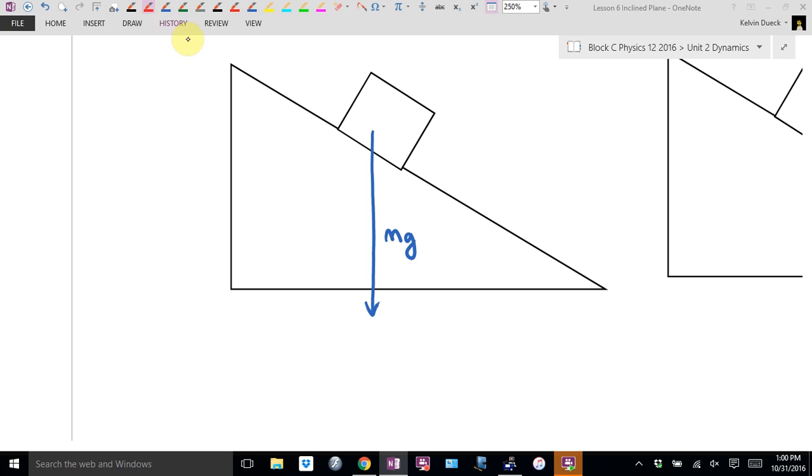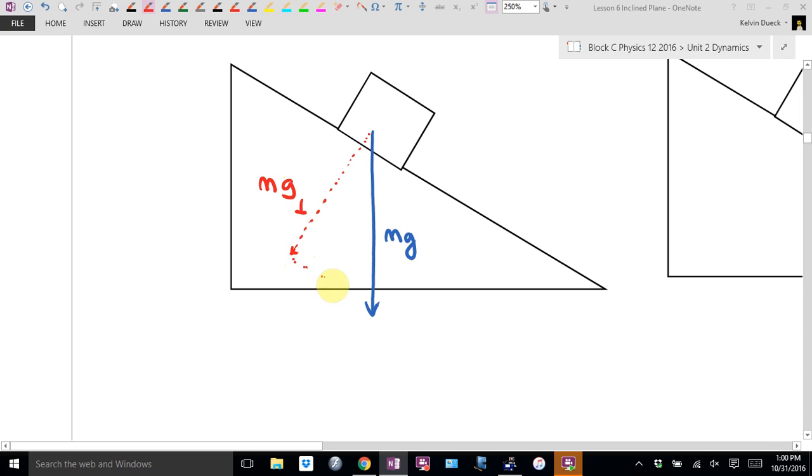But I'm going to break it up into a perpendicular component, mg perpendicular, and then a parallel component where the 90-degree angle, the right angle, is right there. mg is the hypotenuse. And Kareem, by parallel, I mean this line will be parallel to the ramp. That and that will be parallel.